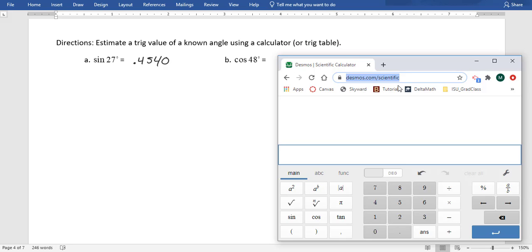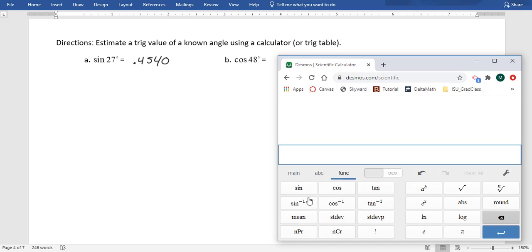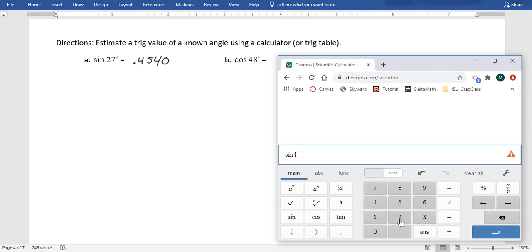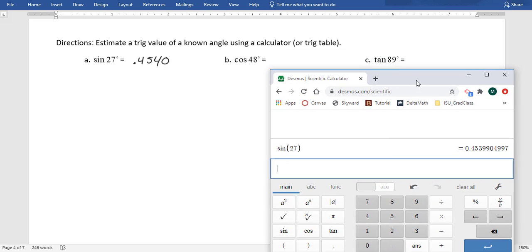You can use any calculator that has trig functions, but what you would do in Desmos is go to functions. You'd click sine right here. Make sure you're on degrees, DEG. Then you go back to the main and type in 27. When you do that, you get 0.45399, and if you round that up, 0.4540. Incredible, we got the same thing in our calculator as we would on the trig table.